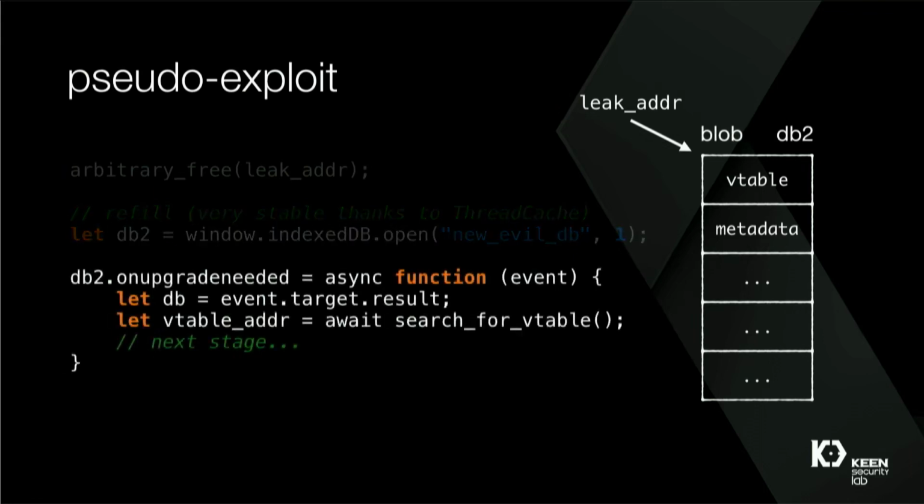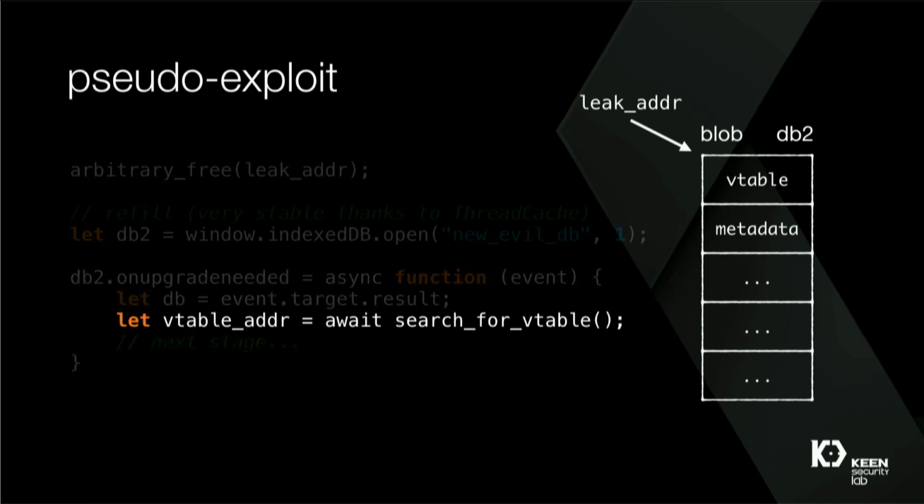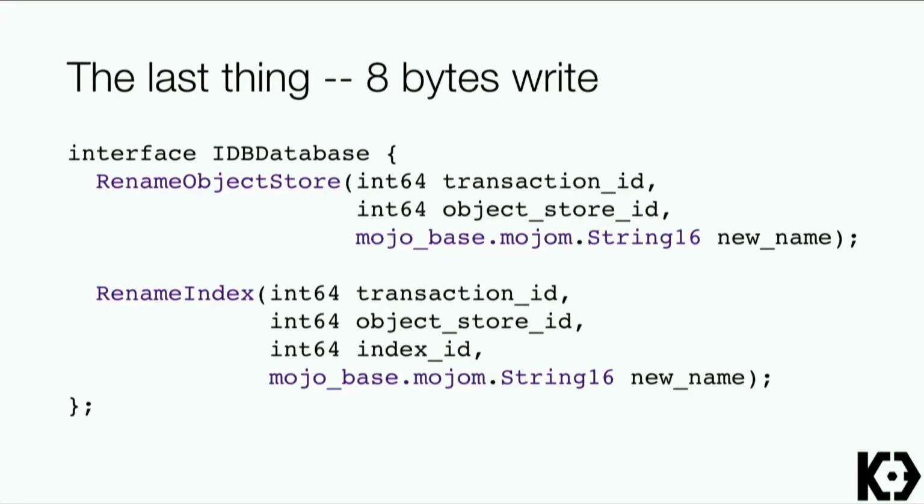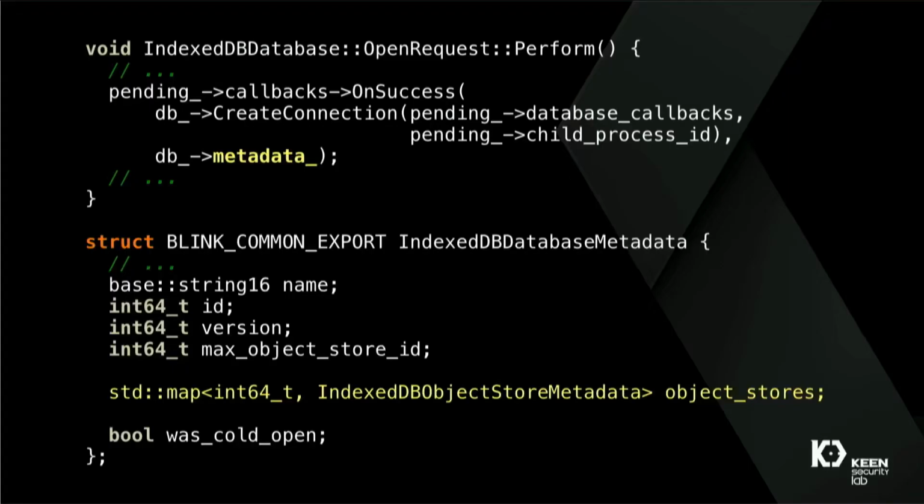The handles of the blob in both sides are still valid, so we can also use the blob to read the content of the new database. From the vtable of IndexedDB database, we got the binary address. The last remaining problem is the 8 bytes write. We can now fully leak and control the IndexedDB database, so we can try more IPC calls in IDB database interface.